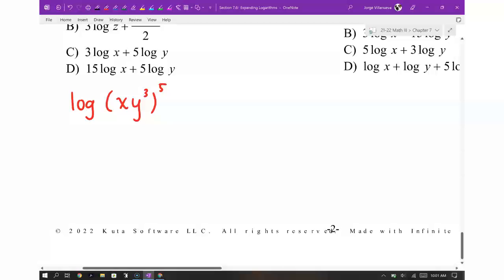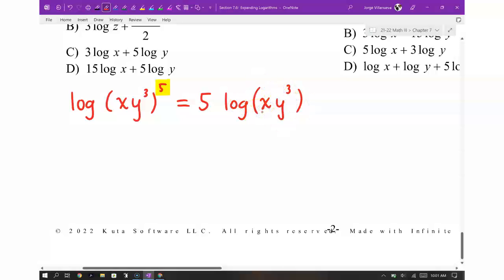Now, there are two ways that you can do this, but probably the easiest way is just to use the log properties. What does log tell me about this power? What should I do with it? Say again? Yeah, move it to the front. So let's do that. 5 log of x, y cubed.